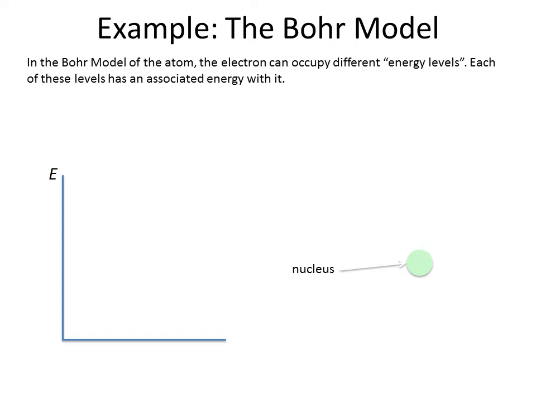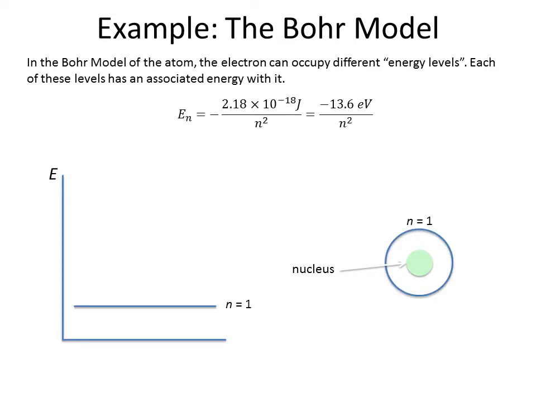Let's take a look at an example. The example we're going to use is that of the Bohr model. If you're unfamiliar with the Bohr model, it's a model of the atom. It says that we have a nucleus, and that nucleus is surrounded by energy levels.